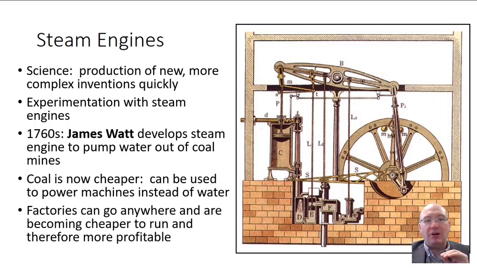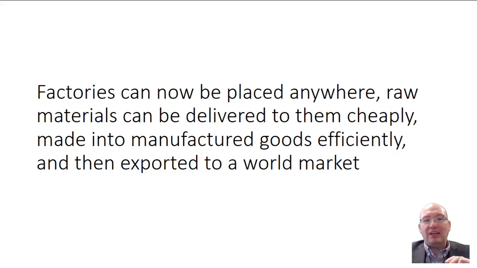That means factories can go anywhere and are becoming cheaper to run and therefore more profitable. Right? You put a factory wherever you want, near the ocean, near resources you want to use, near a population center so you have workers, and you could now make it run at very low prices. So factories can now be placed anywhere. Raw materials can be delivered to them cheaply, made into manufactured goods efficiently, and then exported to a world market.